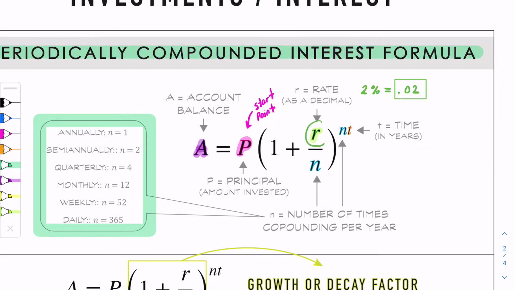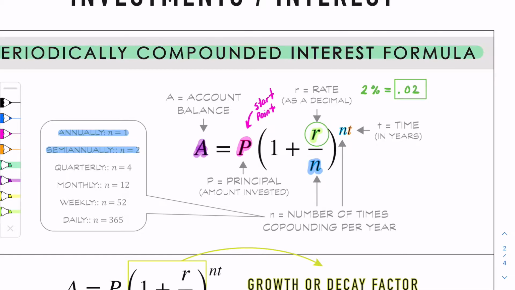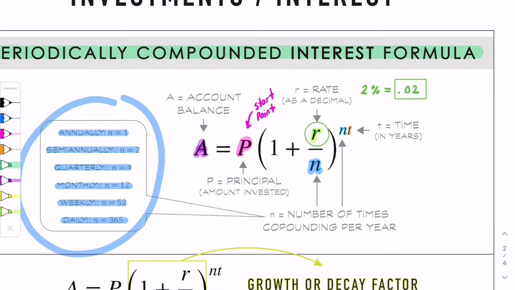All right, so the rate is going to be divided by the number of times compounding per year. The number of times compounding per year are these values that we talked about. If it's annually, your n value is 1. Semi-annually, the n value is 2. Quarterly, n is 4. Monthly, n is 12. Weekly, your n value is 52. And daily, your n value is 365. Use these. Don't make up new values. Use the ones that I gave you.